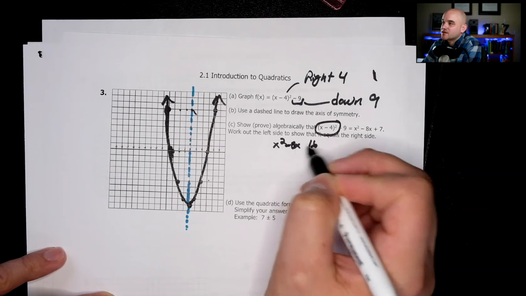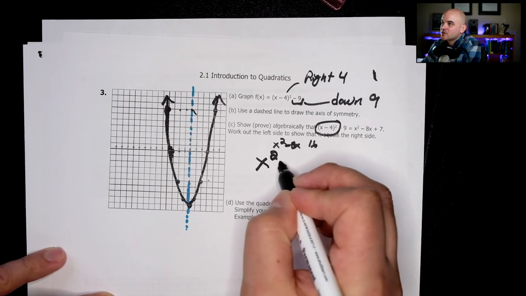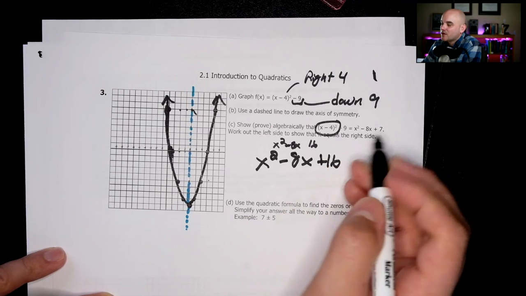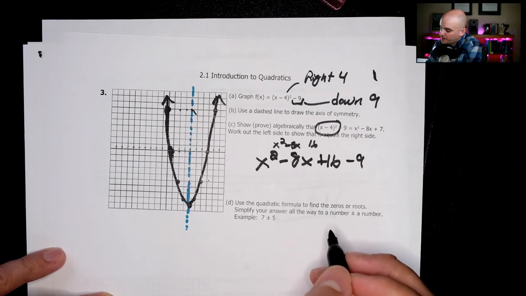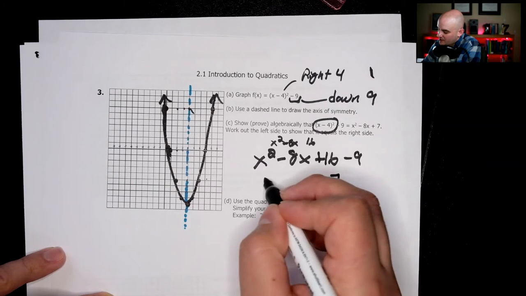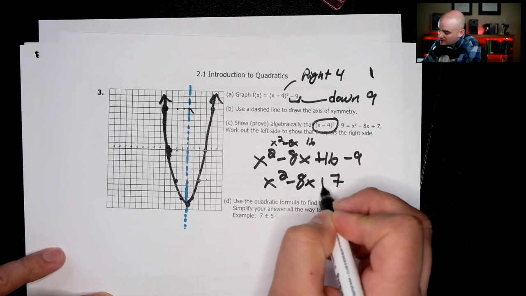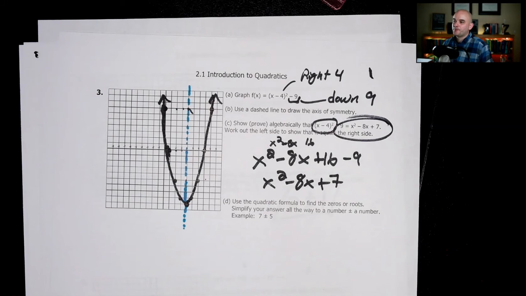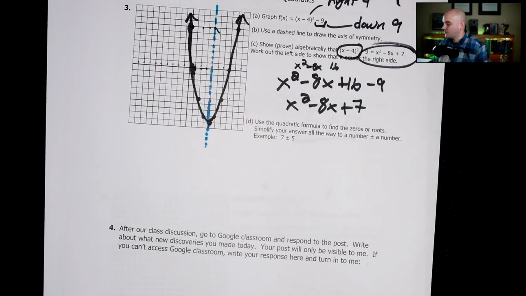If you can't see it, here, let me write it out larger. X squared minus 8x plus 16. And then don't forget, we got to put that minus 9 in here. And then 16 minus 9 is 7. So I get x squared minus 8x plus 7. Oh, look at that. That's what I wanted to show that it equaled. And next, we're going to go to the quadratic formula.